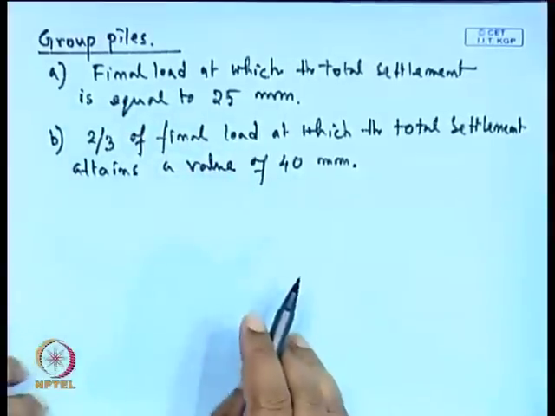So, these are the conditions that you have to satisfy when you determine the load carrying capacity of the single pile as well as the pile group. I have discussed the initial test, the routine test, the test pile and the working pile, and the conditions by which we have to determine the load carrying capacity of the single pile as well as the group pile.